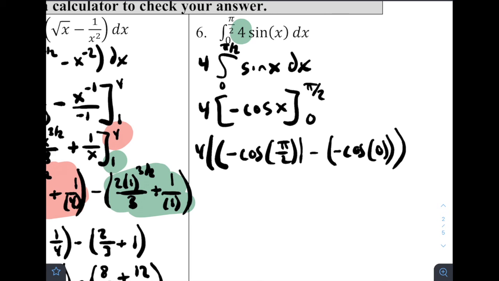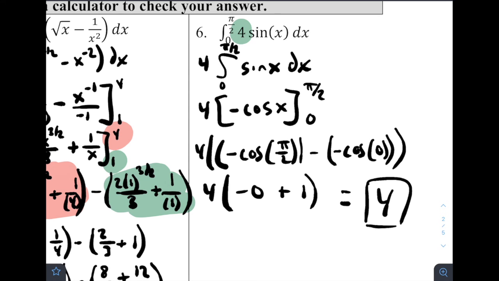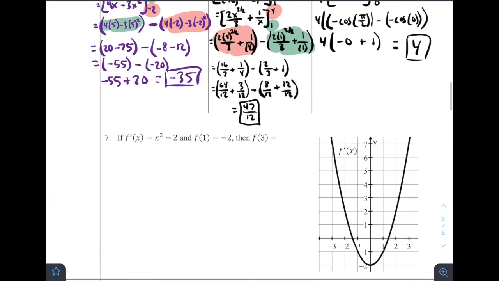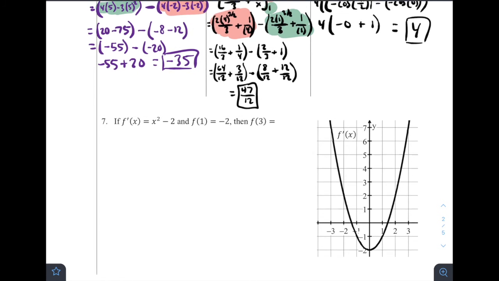And if we think about our unit circle, pi over 2 is going to be kind of a cosine of 0. So that's 4 times essentially negative 0 minus the cosine of 0 is 1. So minus negative 1, that's going to be a plus 1 here. So negative 0 plus 1 is 1 times 4 is going to give us 4 as our answer for problem number 6. Nice. Cool.